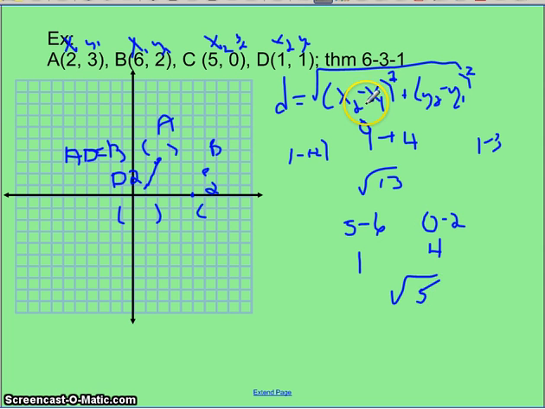So let's check back over this one real quick. I should have an x2 minus an x1. That would just be a, sorry, messed up right there. That would just be a 1. 1 squared would be 1. 1 plus 4 would actually give me 5. So both of them would be the square root of 5 for their distance, which would make them congruent. So if they're parallel and congruent, that would be a parallelogram.